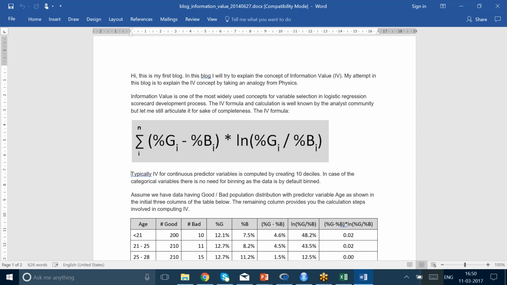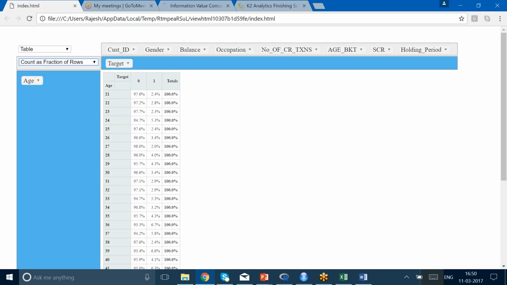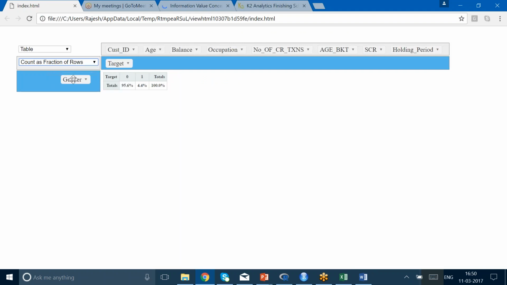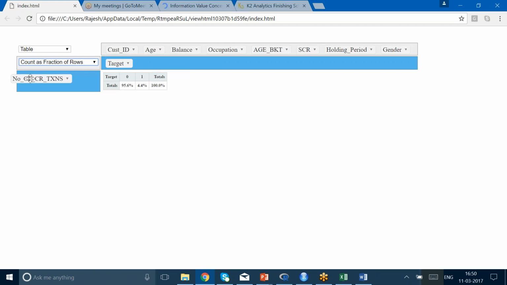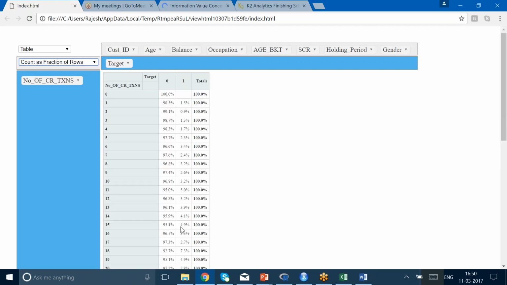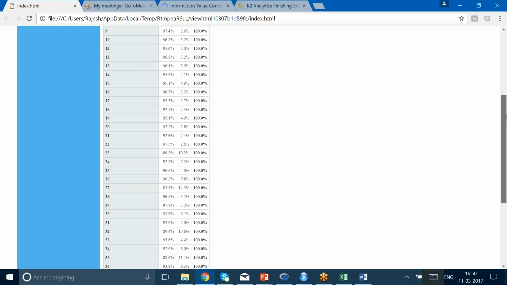When we were working on this kind of thing, I could keep changing this age, and then I could get gender. I can see visually that the trend across them is more or less the same. Then I can change the variable and say, okay, number of credit transactions. Here, as my credit transactions are increasing, my response rate is increasing, all of those things.